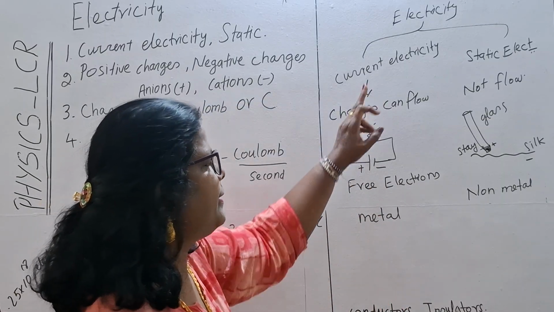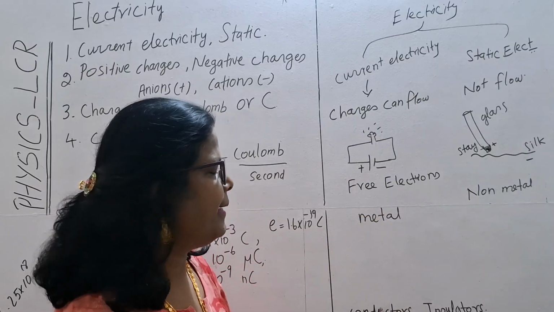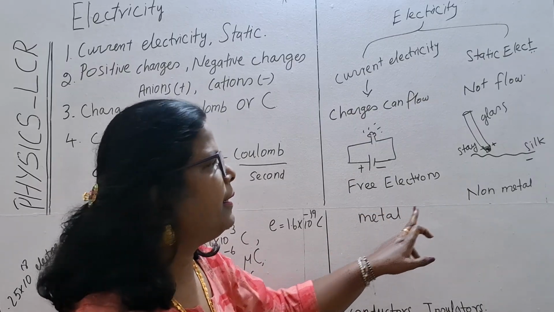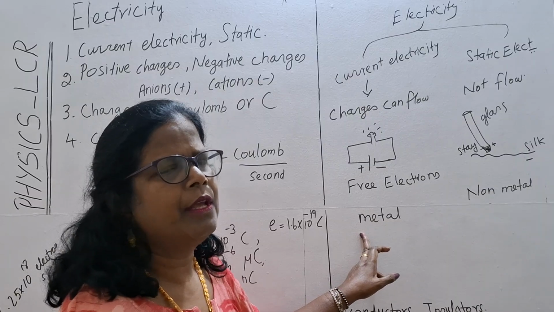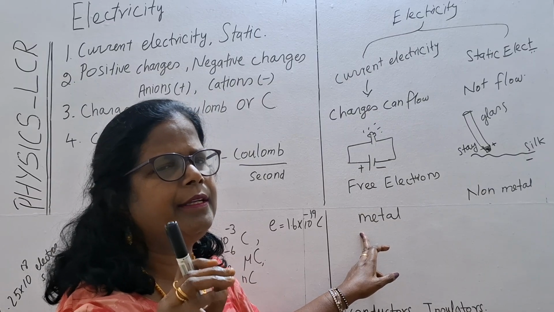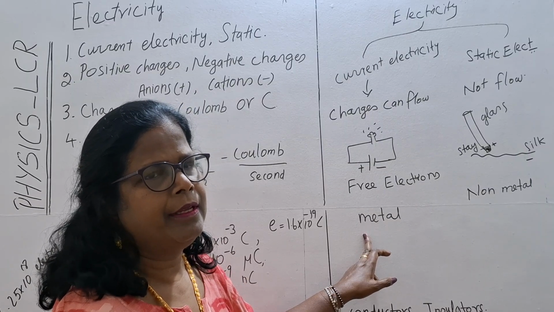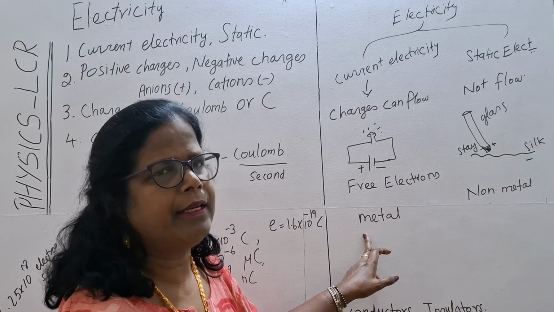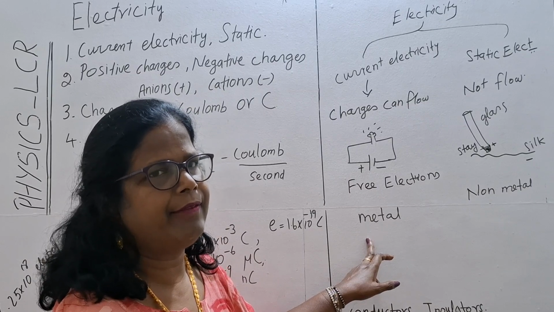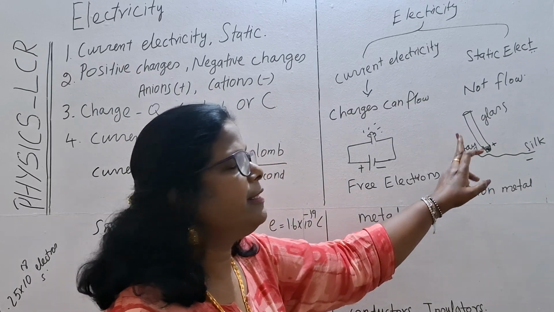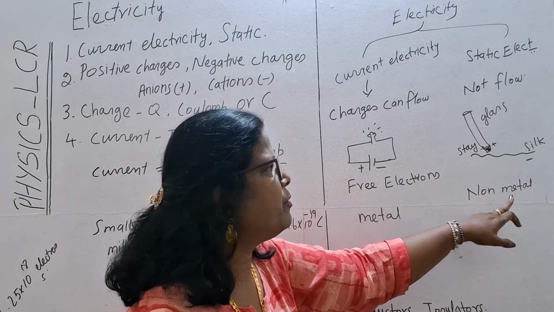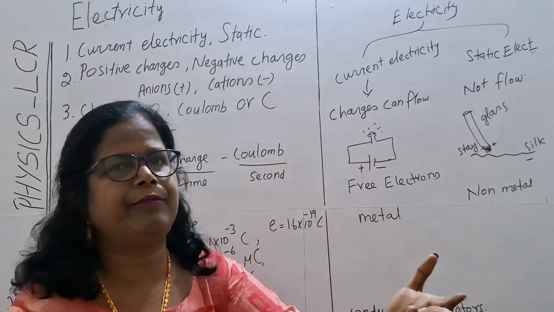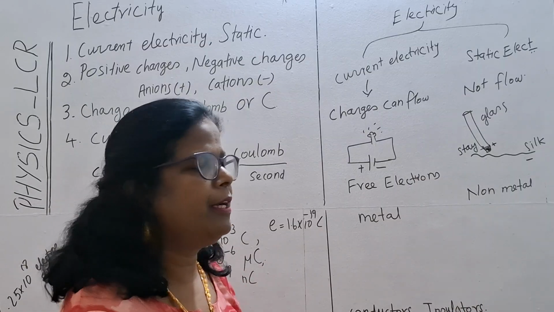So current electricity takes place in a conductor. Here it is a non-metal. Conductor means metals. All the metals have different numbers of free electrons. Non-metallic substances are where static electricity takes place. Glass, silk, ebonite, fur, these are non-metallic substances.